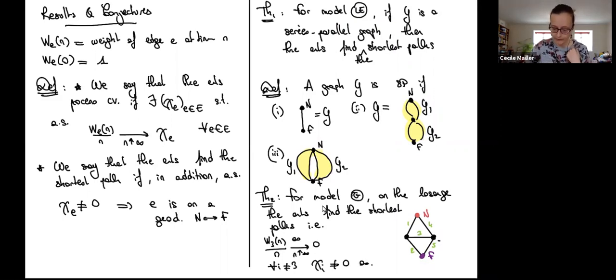So I have a non-zero weight on edges 1 and 2 and a non-zero weight on edges 4 and 5. So we do find shortest path for that model on this graph.